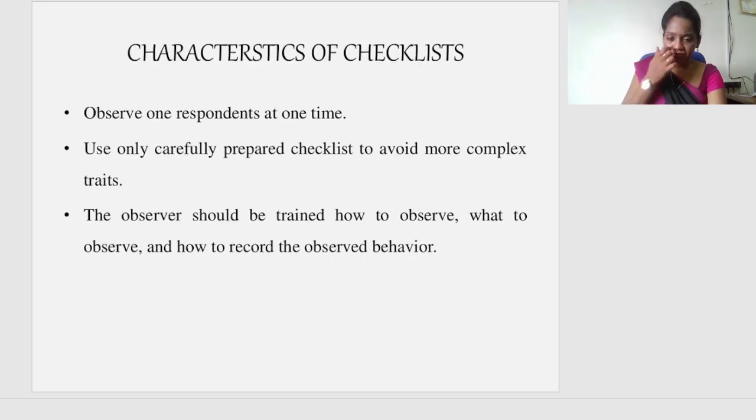So what are the characteristics of a checklist? It observes one respondent at one time. This checklist will help you to evaluate a person, an object, an event or a situation. It helps to observe, and use only a carefully prepared checklist to avoid more complex traits. And the observer should be trained how to observe also, otherwise making a checklist is useless. We have to train the observer or researcher how to check and how to evaluate, what to observe and how to record the observed behavior.